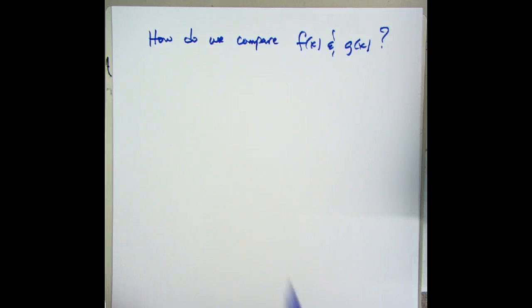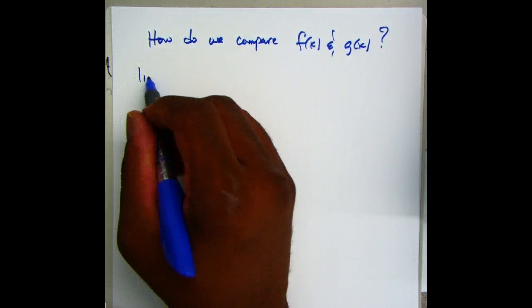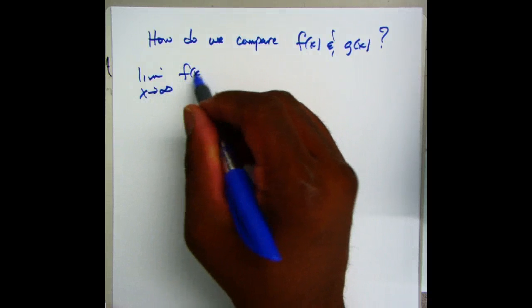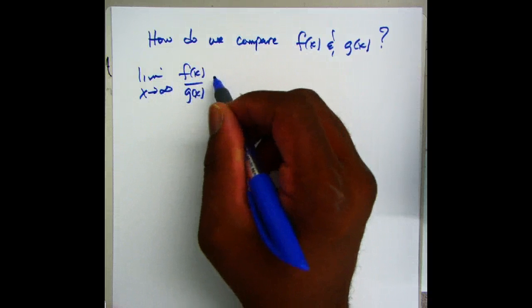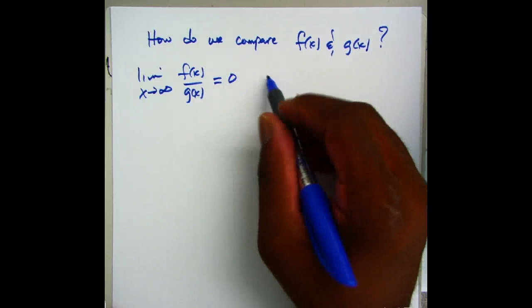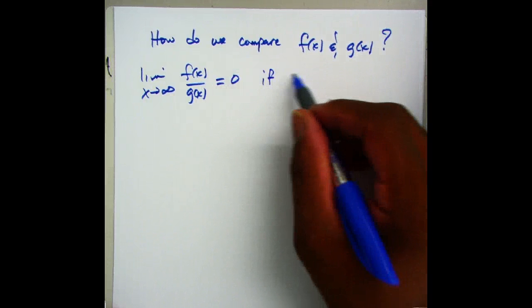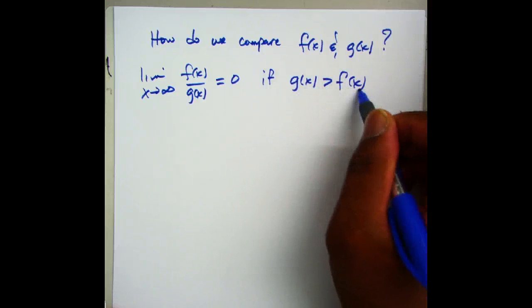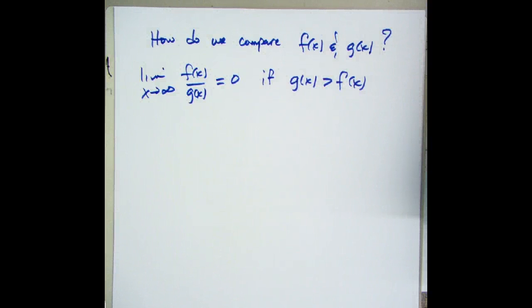So here's a little rule to follow. The limit as x goes to infinity of f of x divided by g of x is going to equal 0 if g of x is greater than f of x. So if g of x is increasing at a much faster rate than f of x, then basically you're dividing a smaller number by a much larger number, and that limit as x goes to infinity will be 0.